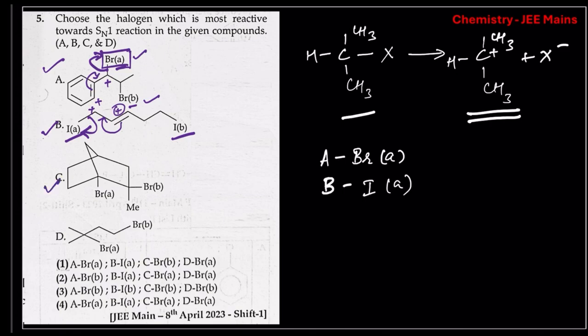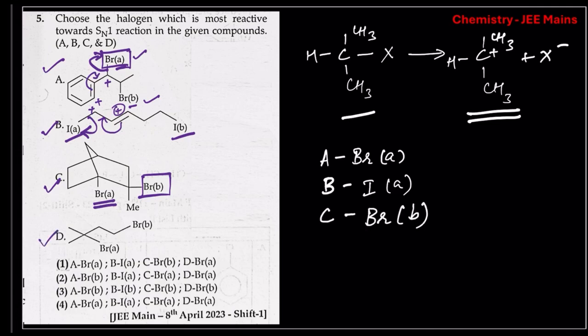Next C. Now here there are two bromine atoms, one which is present at the bridgehead position. This will not leave as the bromide ion. Instead, bromine marked as B will leave as bromide ion, giving stable carbocation. This is so because we can't remove bromine from bridgehead carbon. So for option C, more reactive halogen is bromine marked as B.